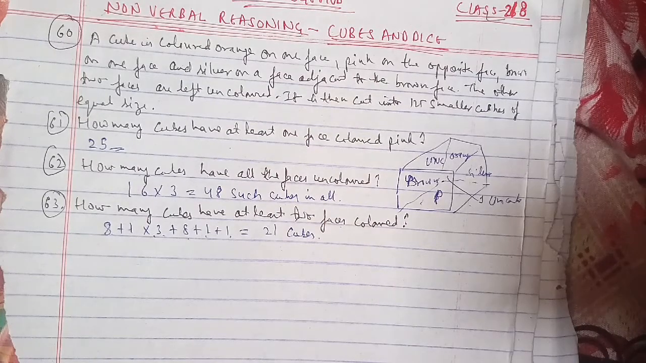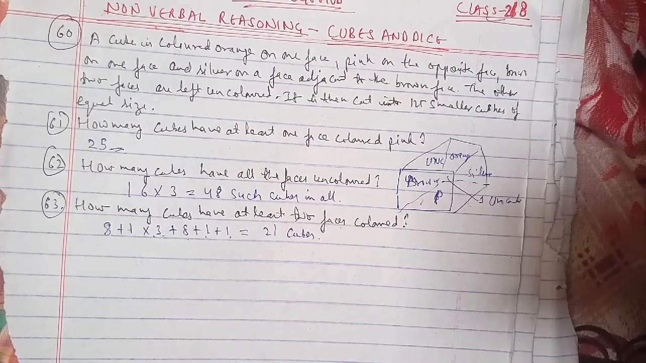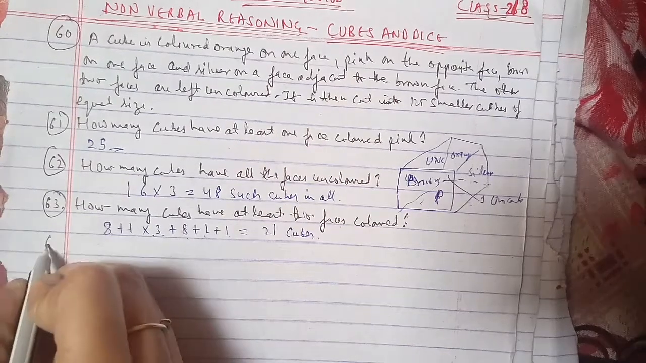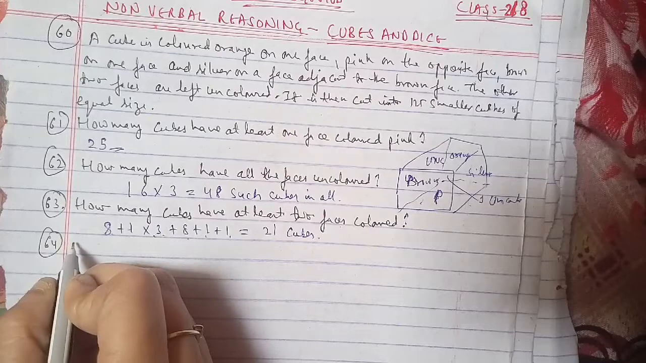Now we'll go ahead with another important question. The next question is, how many cubes are colored orange on one face and have the remaining faces uncolored? The options we have are 8, 12, 14, and 16. This is the 64th question of the session.